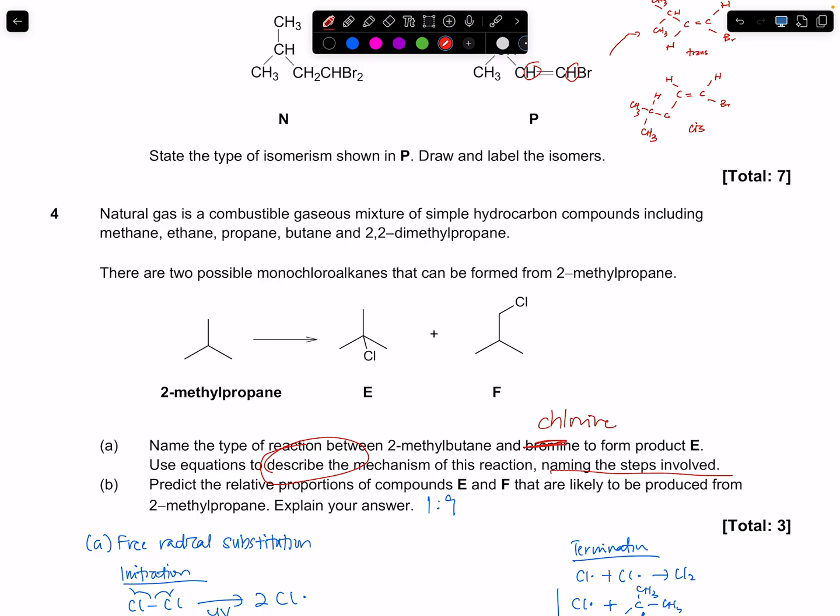Halogenation is no longer accepted at IB, because halogenation can mean 3 things. It could be free radical substitution, it could be electrophilic addition, it could be electrophilic substitution. Which one is it? All 3 organic compounds can react with halogen. You understand? Yeah.